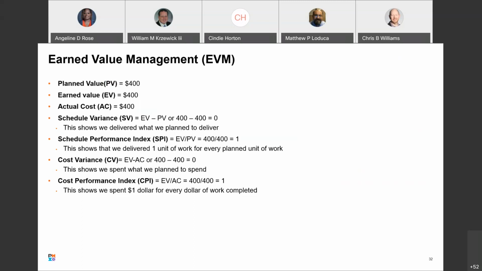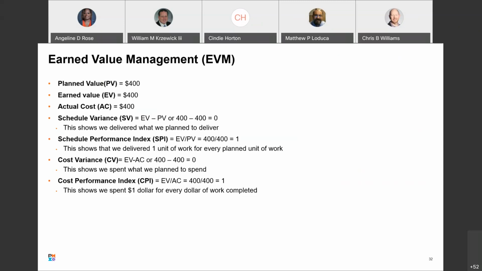And now we have 2 cost calculations. Cost variance is EV minus AC. So there's a cost component in there. That's earned value minus actual cost, and that's 400 minus 400 equals 0. It shows that we spent what we planned to spend. Again, right on track.